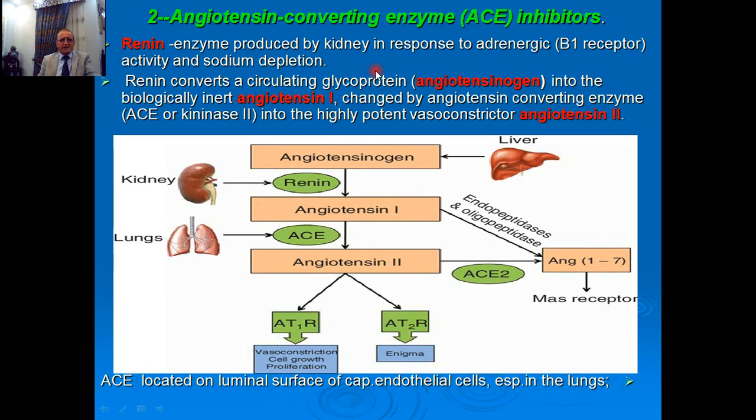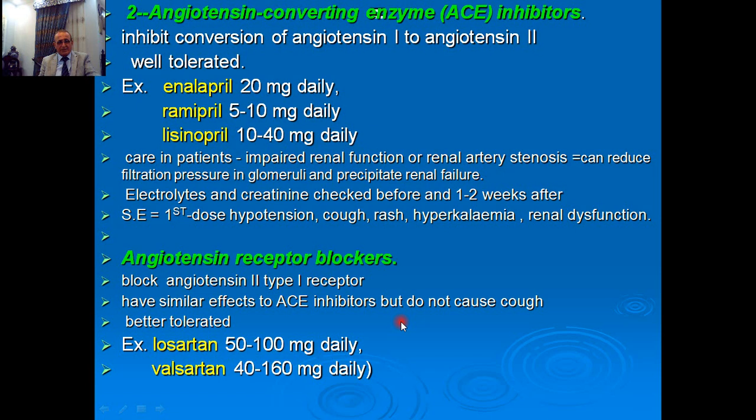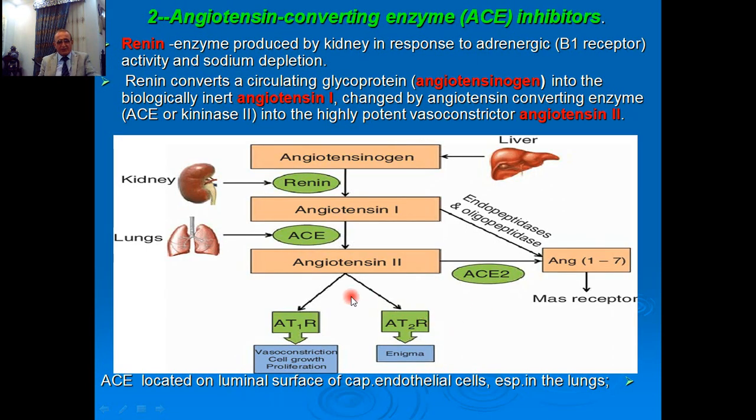The first group is angiotensin converting enzyme inhibitor. Physiologically, renin is an enzyme produced by the kidney in response to adrenergic beta-1 activity and sodium depletion. Renin converts angiotensinogen into angiotensin 1 and this one into angiotensin 2. This is angiotensinogen, angiotensin 1 to angiotensin 2. And it has two receptors, AT1 and AT2. Remember this because there is something about this nowadays.